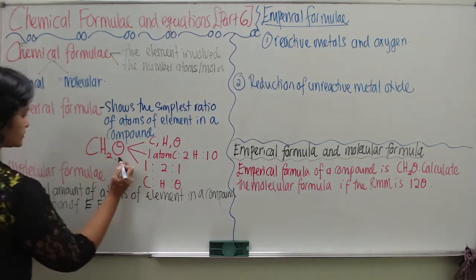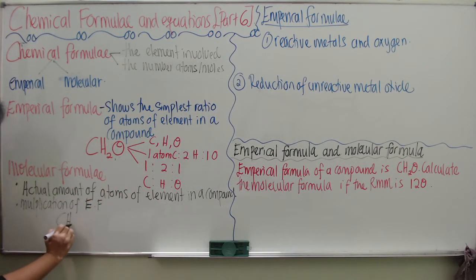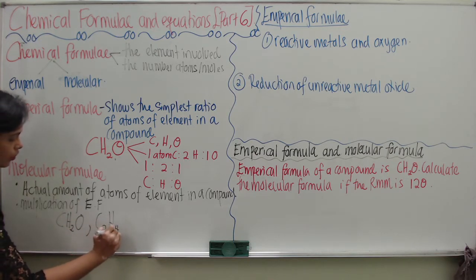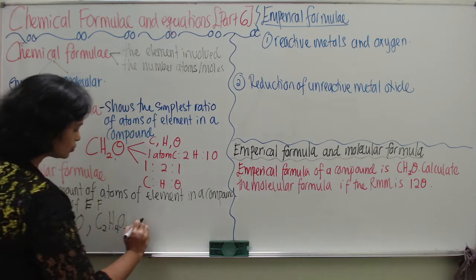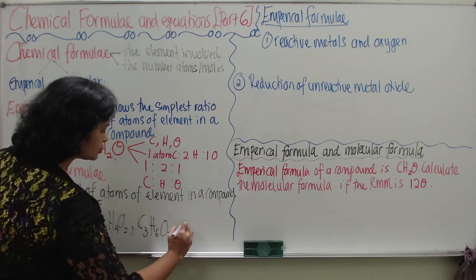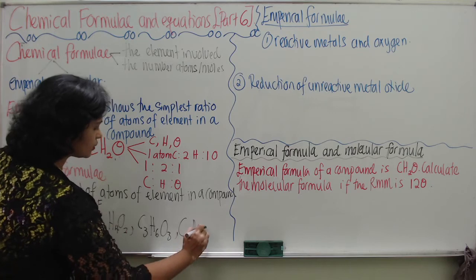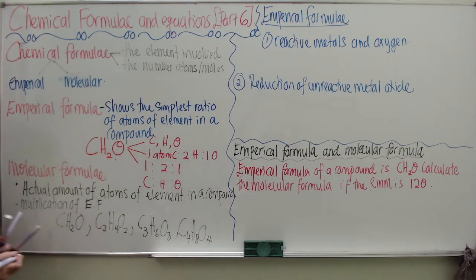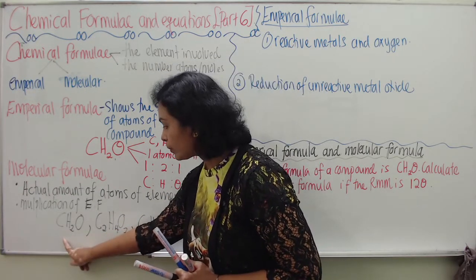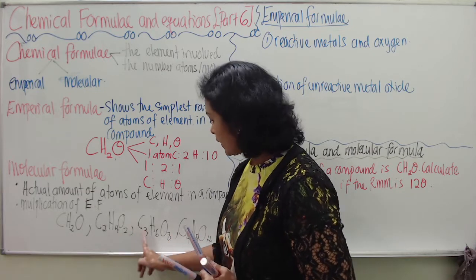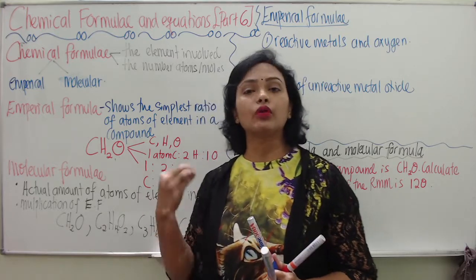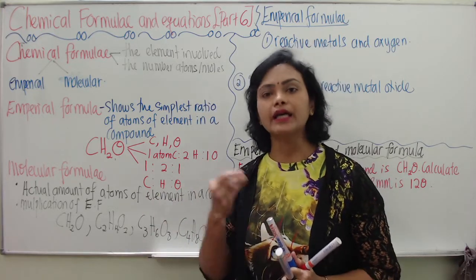Let's look at this example. CH2O can turn into C2H4O2, can turn into C3H6O3, can turn into C4H8O4. Can you see that we can multiply by 1, by 2, by 3, by 4 to give the actual amount of atoms of the elements in a compound.